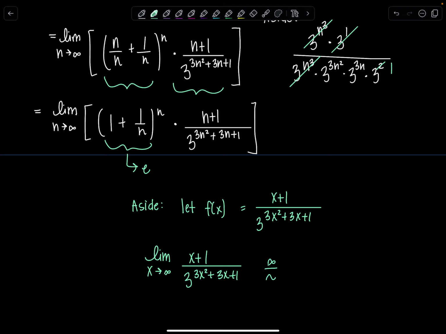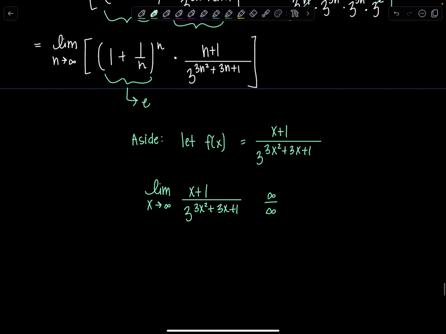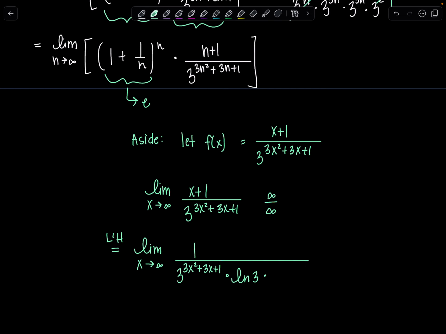So I can see numerator and denominator are both approaching infinity, so we can apply L'Hopital's rule and take the derivative of the numerator independently from the derivative of the denominator. The derivative of x plus 1 is just 1. For the derivative of an exponential function with base other than e, you just have to add on the natural log of that base. So you would still have 3 to the 3x squared plus 3x plus 1 times ln of 3, and then we still have to do the chain rule, times the derivative of the exponent, which would be 6x plus 3.